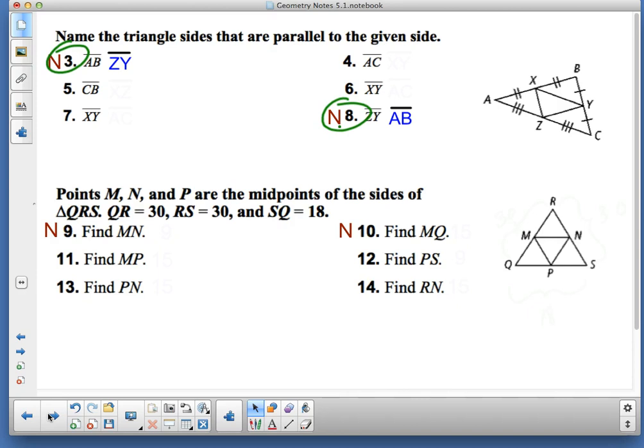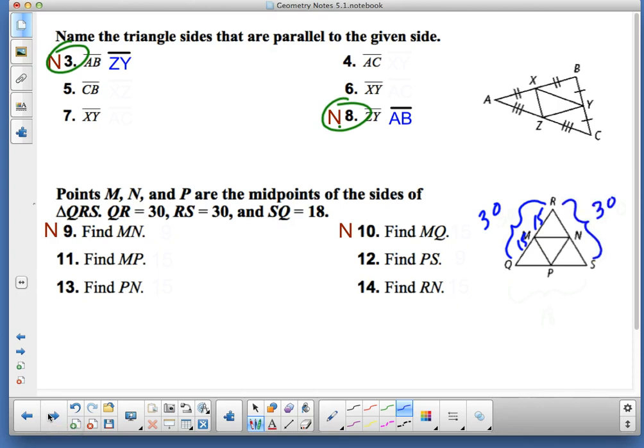Okay, so now hopefully you've marked up your diagram, and hopefully you read everything. Well, QR is 30. This whole thing is 30. That means this is 15, so is this. And people are like, how did you find that? Because they told me that M, N, and P are midpoints. Now, on this next thing, S is also 30. So cutting that in half, I know this is 15 and that's 15.